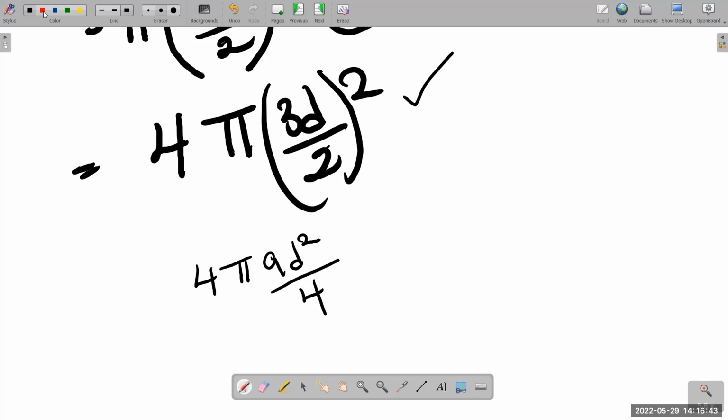Anything here could cancel? Let me see if I'm thinking. What could cancel? These 4s can't cancel, because this means 4 times pi times this. So once you multiply by 4, you could cancel that. So what is our final answer? 9 pi d square.